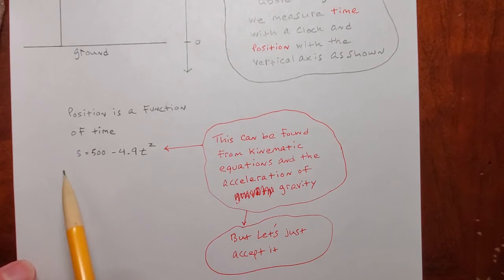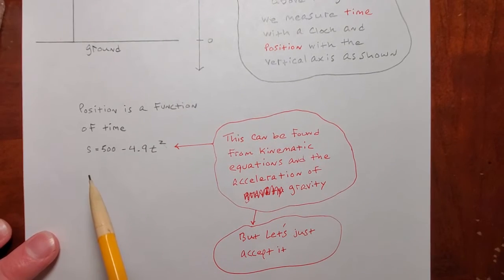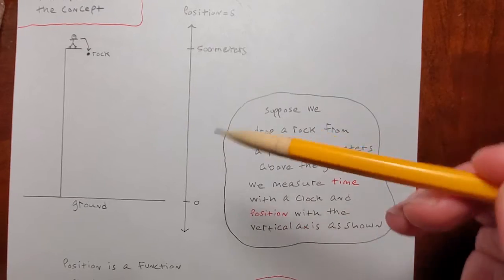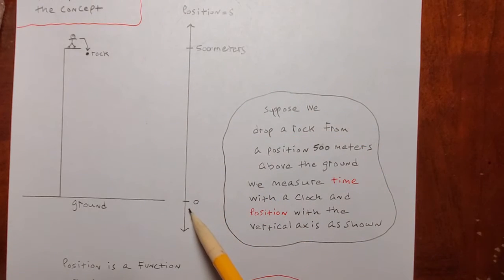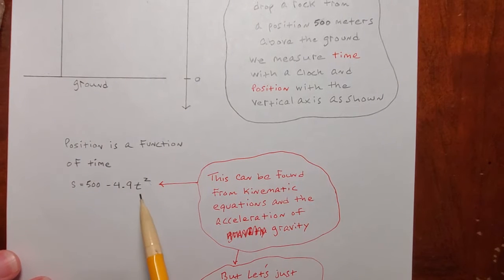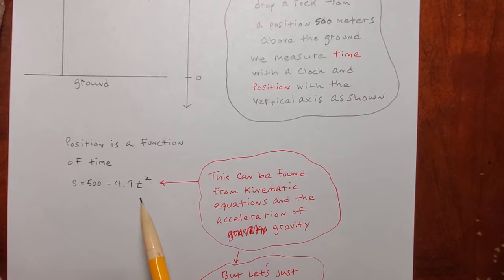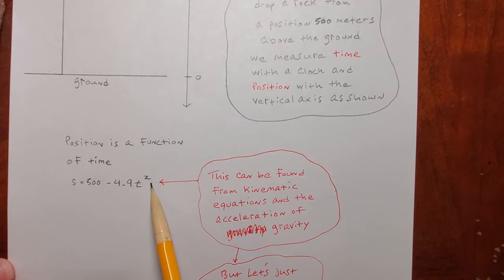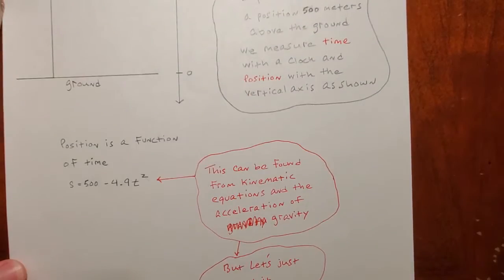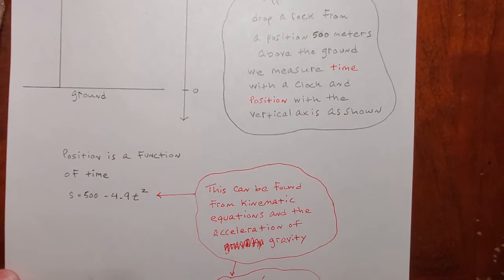So here it is. This is how position is a function of time. S is the position on this axis as it falls, 0 being where it hits the ground, 500 where it's dropped from, and T is time in seconds, okay? So you give me T seconds, I can put it in here, and I can calculate S, where it is along here as it's falling. Okay, so that's what that does.